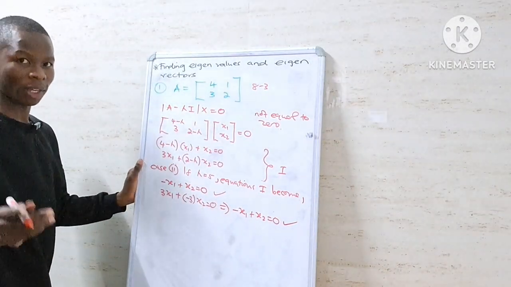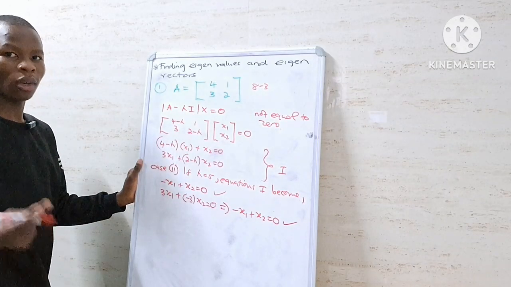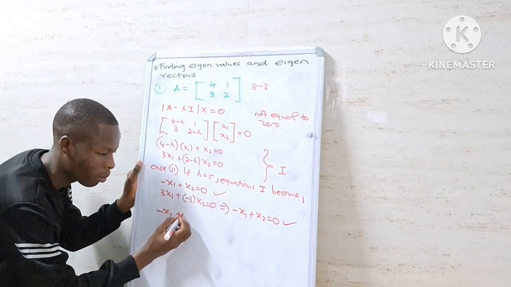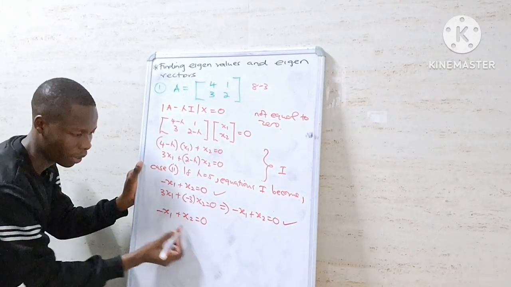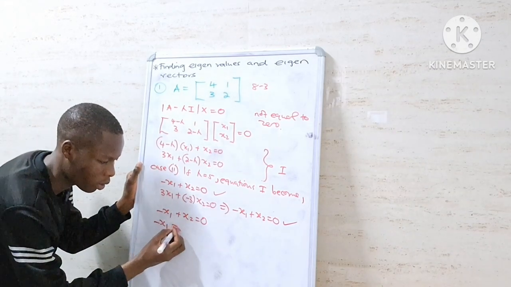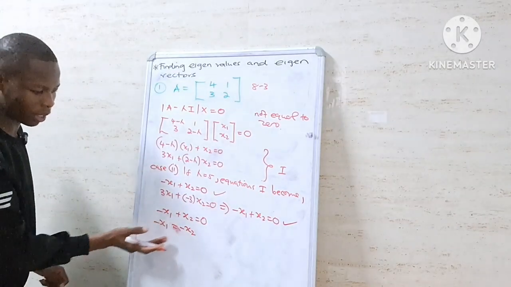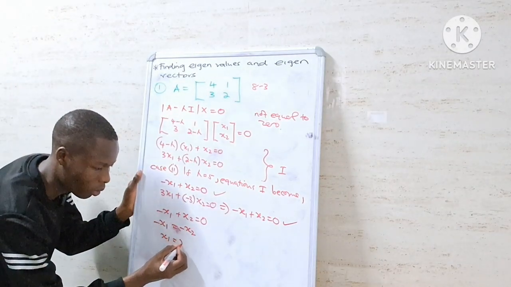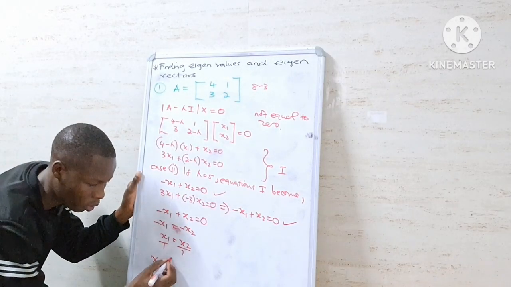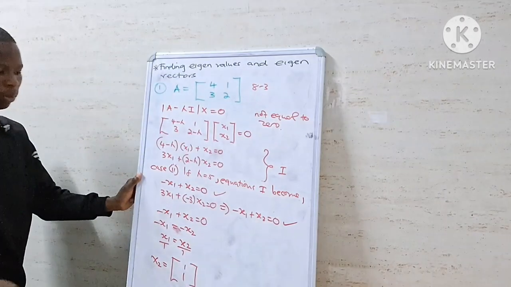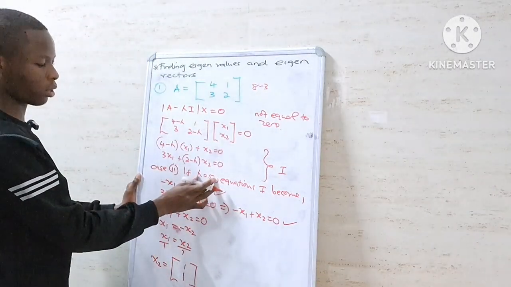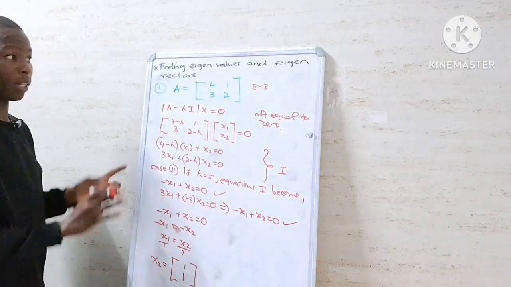Again you have the same equation repeating itself. What are you supposed to do? You take one equation, negative x1 plus x2 is equal to 0. Bring x2 to this side, negative x1 is equal to negative x2. Divide both sides by negative, x1 is equal to x2. So x is equal to 1, 1. So this is the eigenvector corresponding to this eigenvalue. We are done with this question.